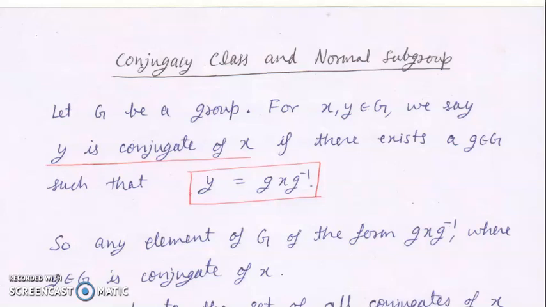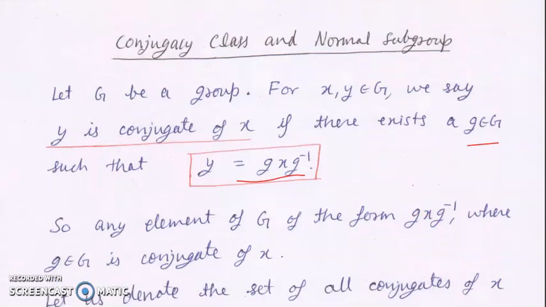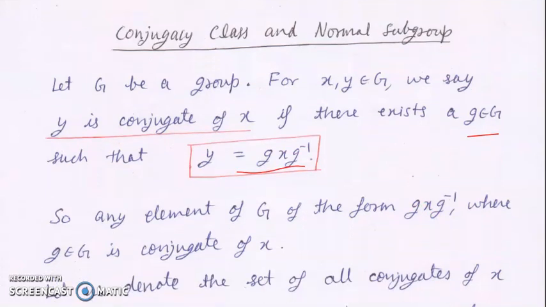Suppose G is a group and X, Y are two elements of the group G. We say that Y is conjugate of X if there exists a g in G such that Y can be written as gxg inverse. So Y is equal to gxg inverse. So if Y is conjugate of X, then Y is equal to gxg inverse. So any conjugate of X is of the form gxg inverse.